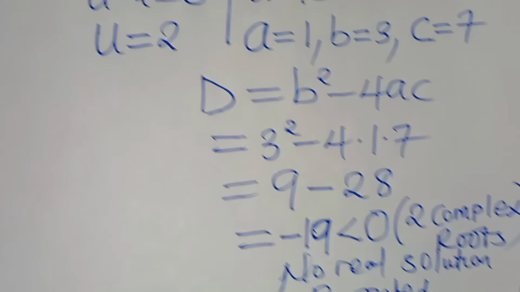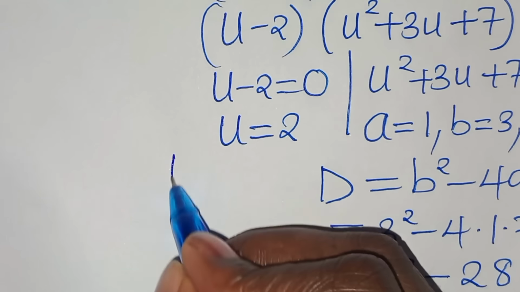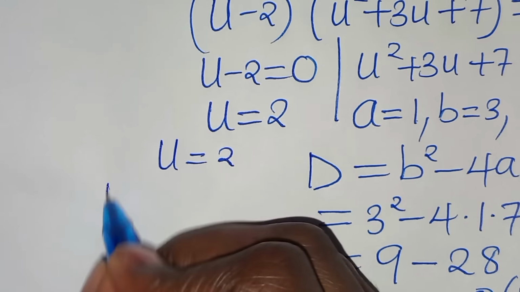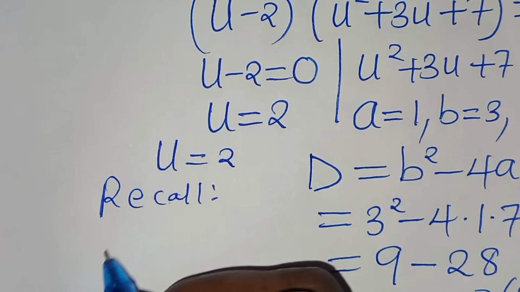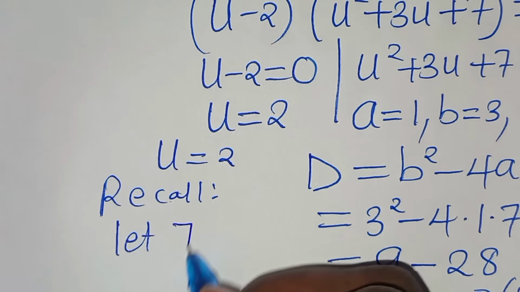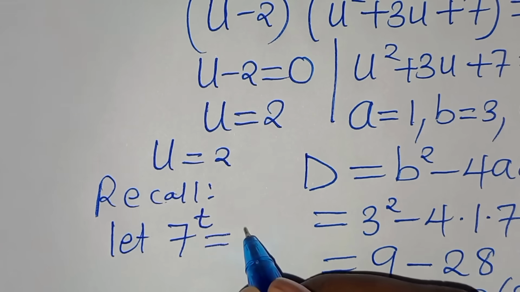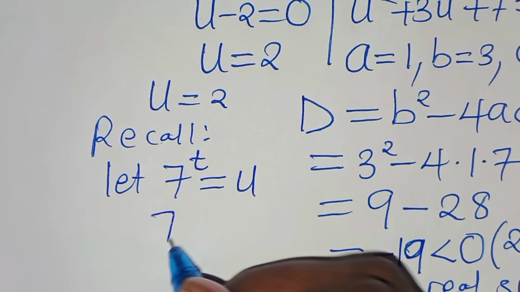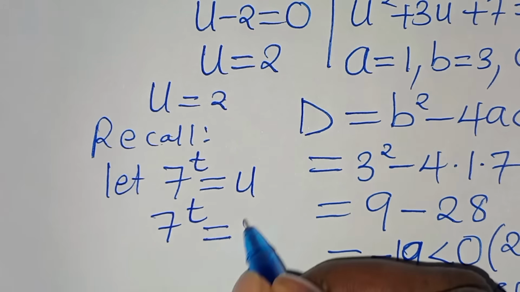So let's focus on u, which is equal to 2. Now, if you recall, we assumed that let 7 to the power of t be equal to u. So we have that 7 to the power of t is equal to 2.